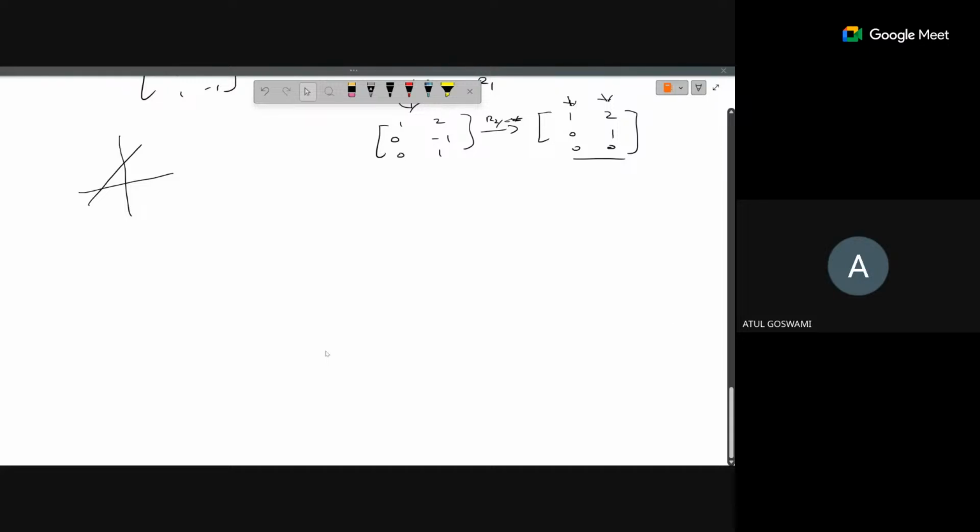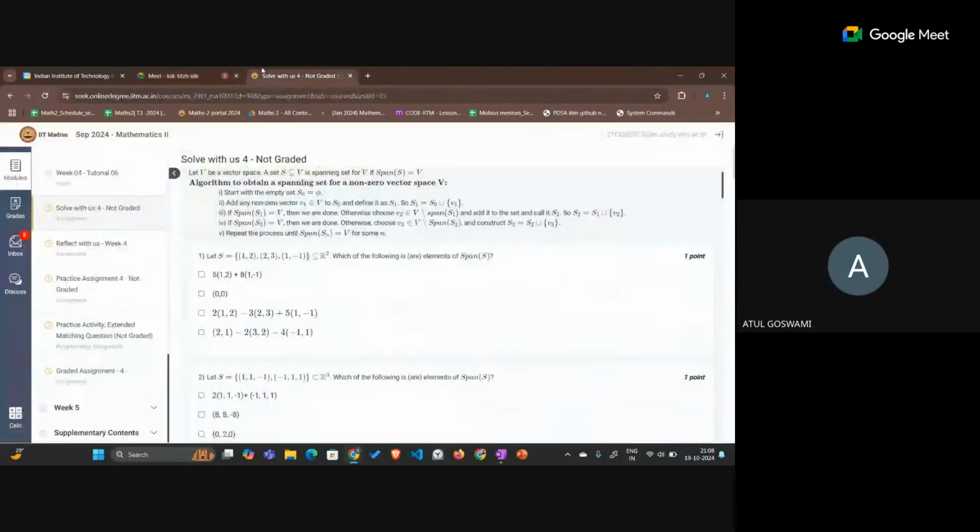So in this question you have understood certain things. This is a spanning set. It can span the whole R2, and because there are three vectors, we also know only two are independent and one is dependent.